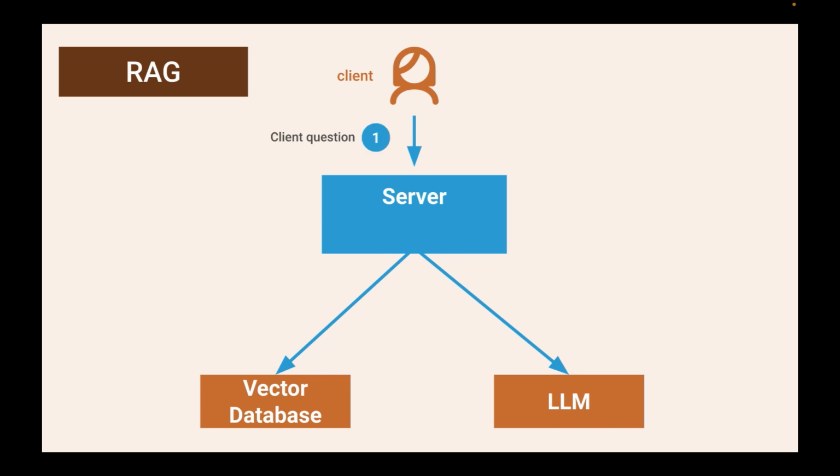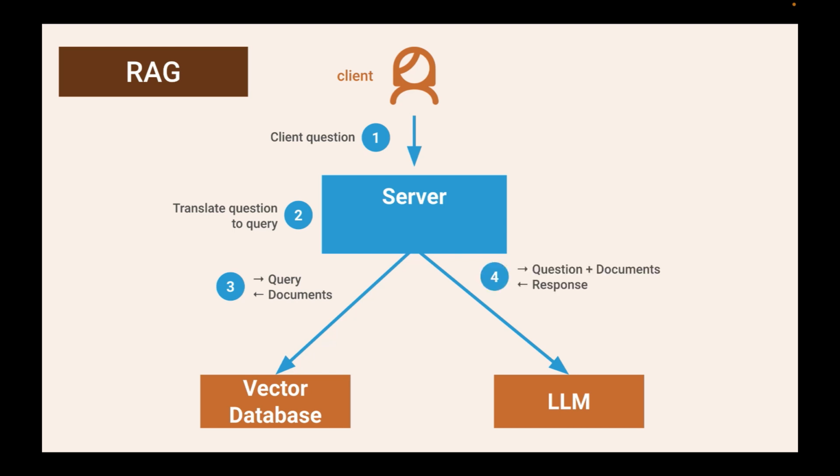A client submits a question. Then on the server side, the question is translated to a query that is forwarded to a database. Usually the question is translated to a vector embedding and then forwarded to a vector database to retrieve documents that are semantically similar to the question. Those documents are then embedded with the question and fed into the LLM, which returns a response relayed to the user.